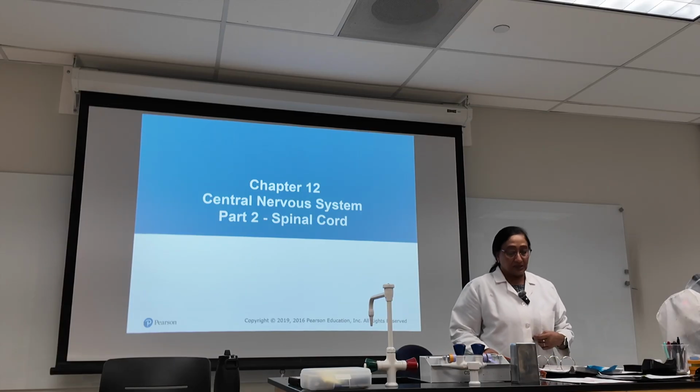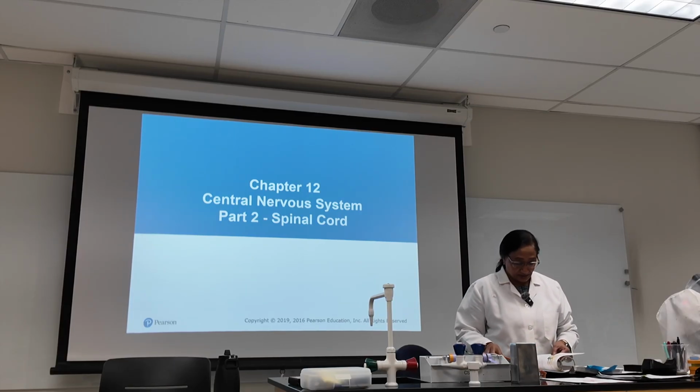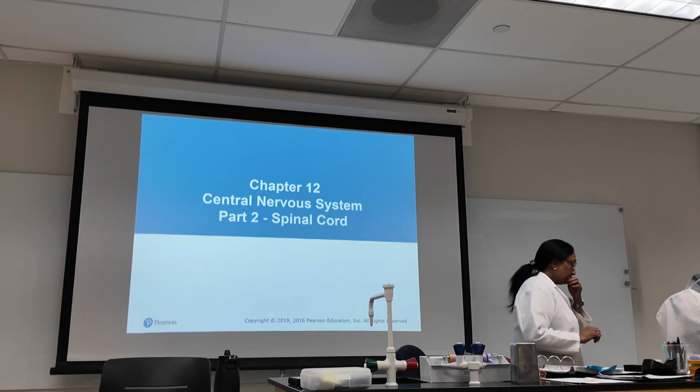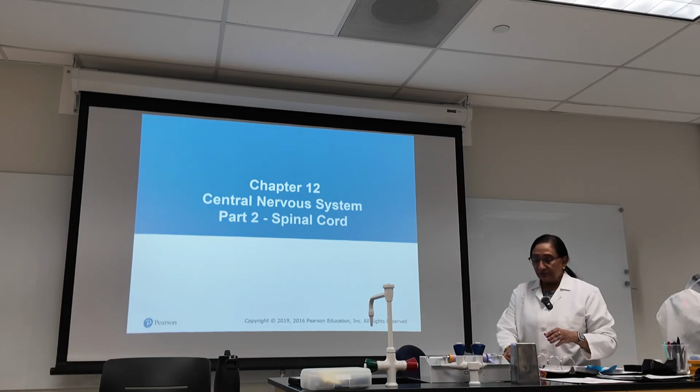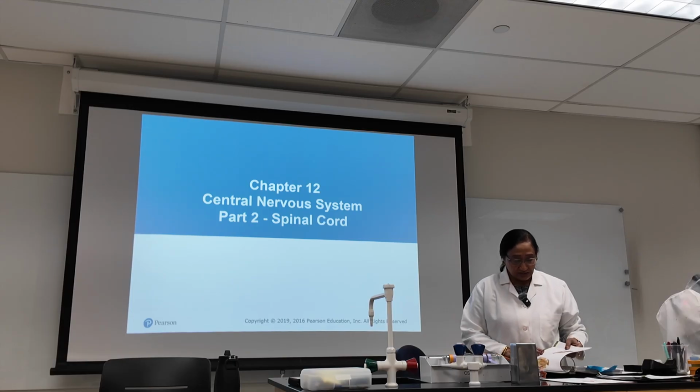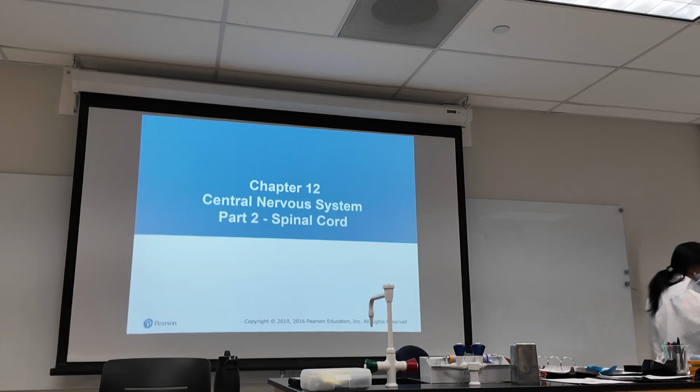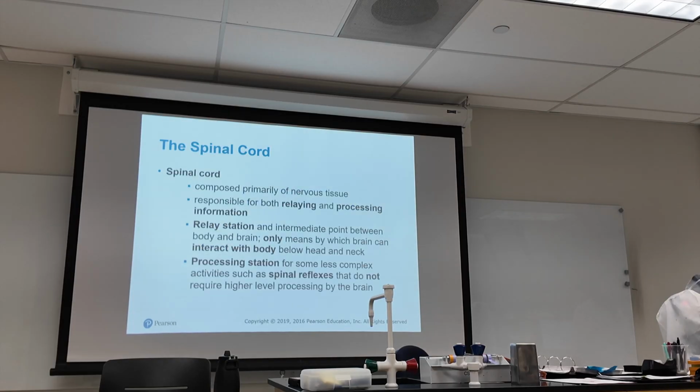Now let's look at the spinal cord, spinal cord anatomy. The pictures are there on pages 267, 268, 269, and also page 270. Let me give you a brief introduction to spinal cord anatomy, and then you can look at the models. The spinal cord is like a connection between the peripheral parts of your body and the brain. It's like a relay station.